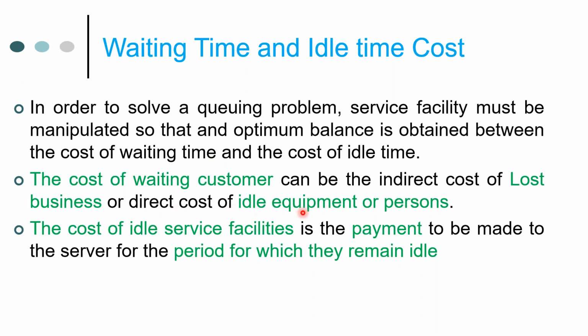Suppose direct cost of idle equipment or a person. Suppose there is a machine, and it produces holes on a number of jobs, and there are no jobs to be machined, or you can say there are no jobs in the queue, or no job in the system which is to be machined on this particular machine. So that particular equipment or that particular operator has to wait for some time, so that when a new workpiece or new job comes to him, he can machine it on that particular machine.